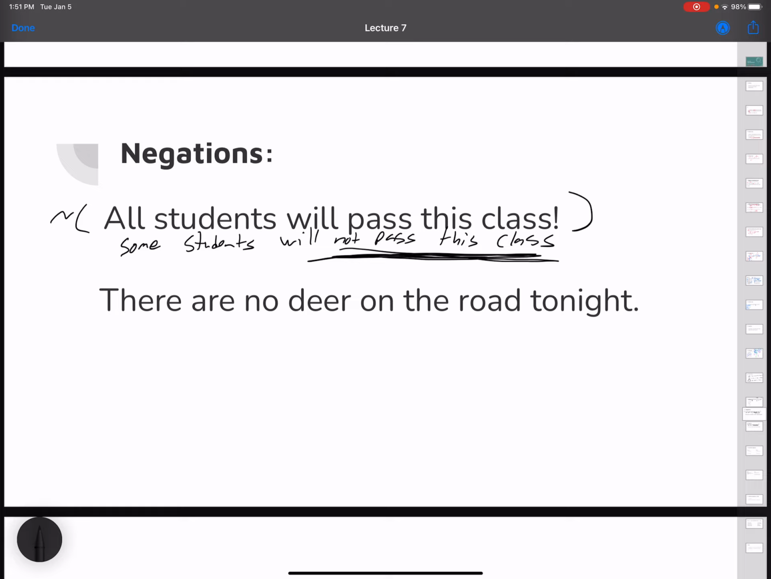And now in the second one, there are no deer on the road tonight. What's the opposite of that? Well, if there are no deer on the road tonight, this means all the deer are not on the road.